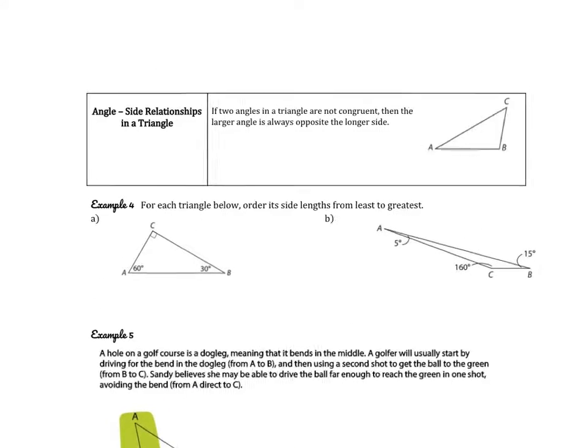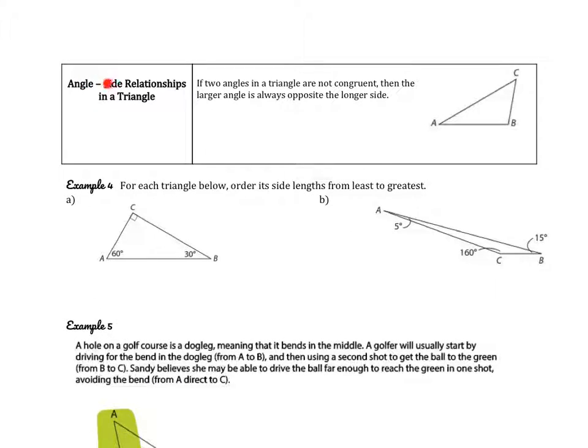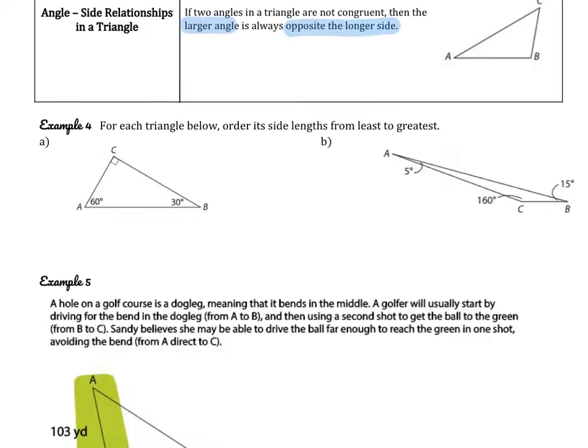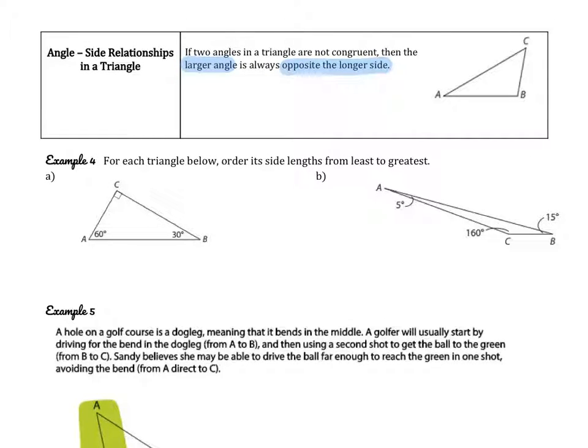Okay, so now we're going to look at the relationship between the angles and the sides. So this is kind of the opposite of what we just did. This one says if two angles in a triangle are not congruent, then the larger angle is always opposite the longer side. So here, again, we're just doing the exact opposite, except we're going to start with the angles to order the sides from least to greatest. So if I want the smallest side length, I'm going to start with the smallest angle, which in this case is angle B. So if you look opposite of that, I have the shortest side, which is CA.